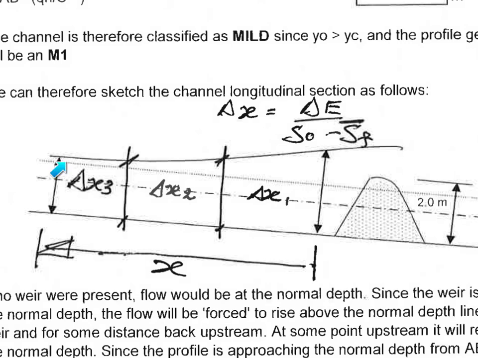So if we do have to try and calculate the length of a profile, we use this expression here, delta x equals delta E over S naught minus S. It's an expression which is included in the standard formula sheet, by the way. Now, what do these terms mean? Well, take a profile here, for example. This could be an M1.